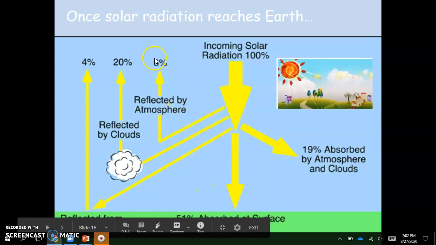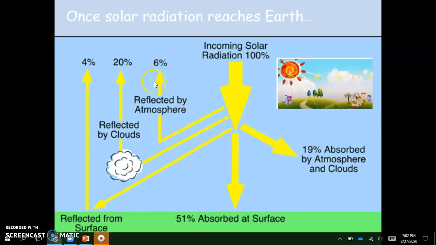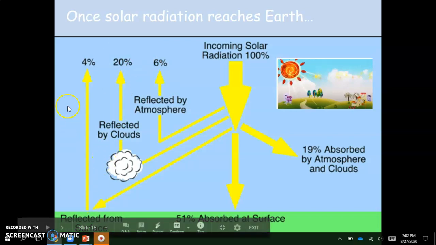Okay. About 6% is reflected by the atmosphere. 20% is reflected by clouds. That's why it tends to be cooler on cloudy days. And then 4% is reflected from the surface back into the atmosphere. And then about 19% is absorbed by the atmosphere and the clouds.